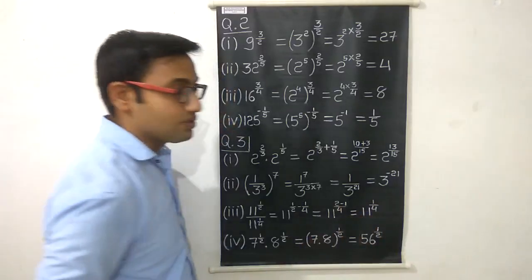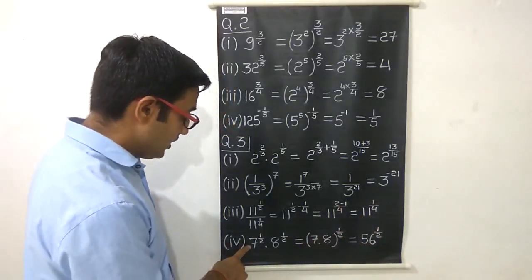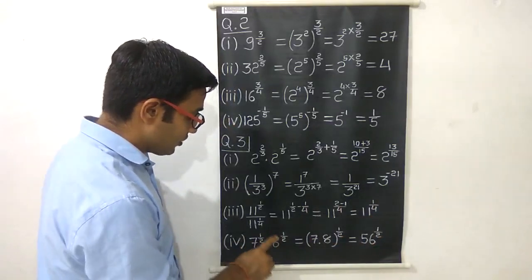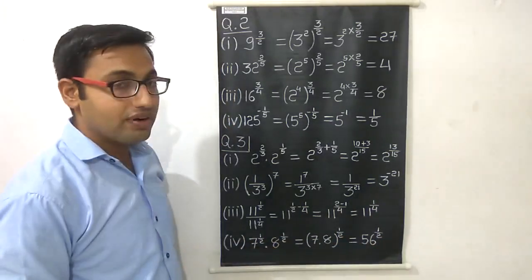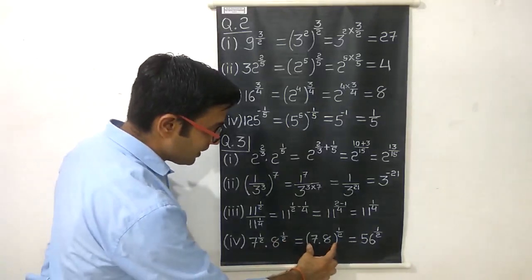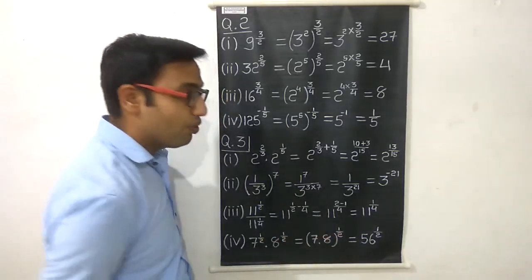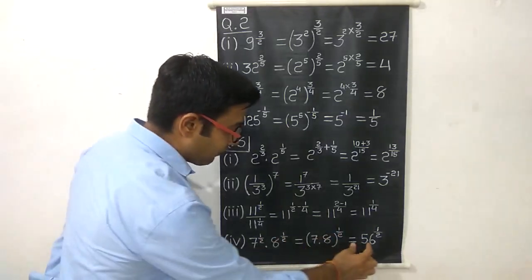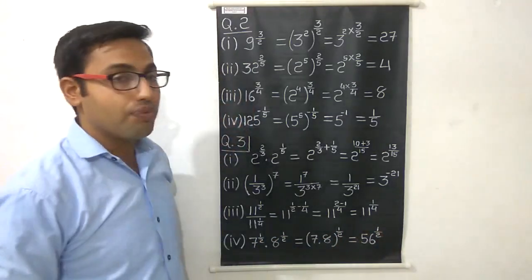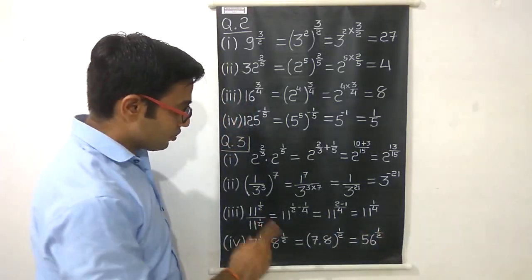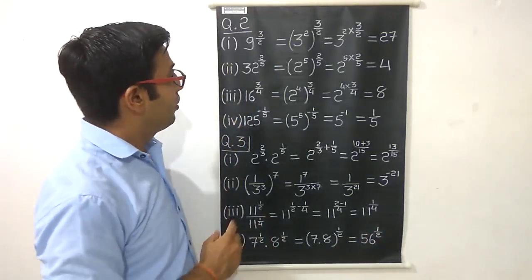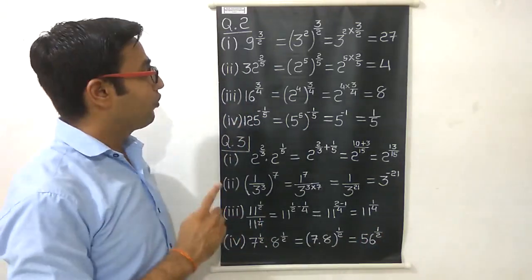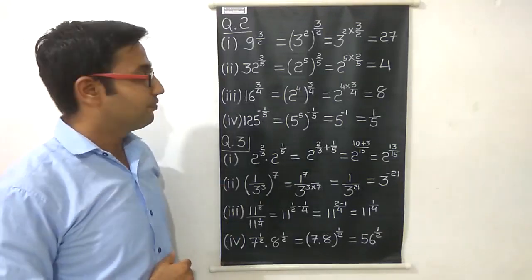This is the answer. Last one is 7 raised to 1 upon 2 into 8 raised to 1 upon 2. Here power is the same, bases are different. So we have to multiply both the bases, and the power is 1 upon 2. 7 8s are 56 raised to power 1 upon 2. So this is all about the laws of the exponent for the real numbers. Okay. Thank you.